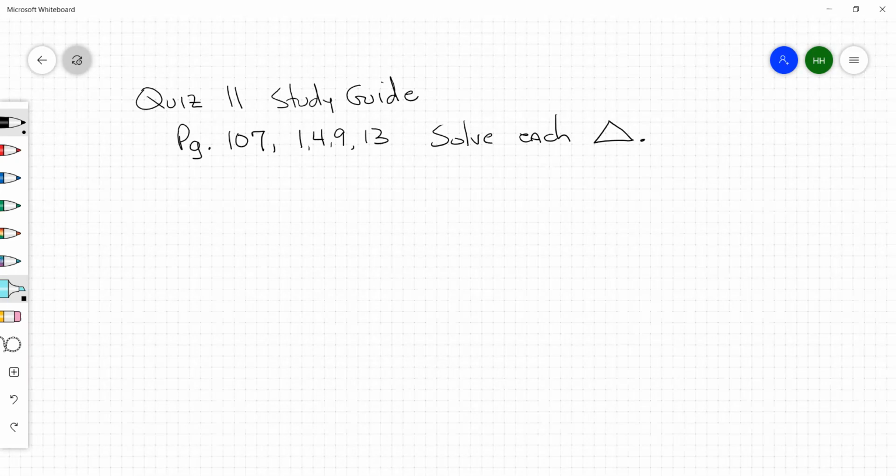I'll upload this when we're done here. I'm going to upload this to YouTube. I'm going to call it Quiz 11 Study Guide. What I want you to do now is go back to those 4 problems and try to do each of them without looking at your notes. When you're done, you can check your answers. Okay? You need to keep doing that until you can get all 4 of those correct without looking at your notes.